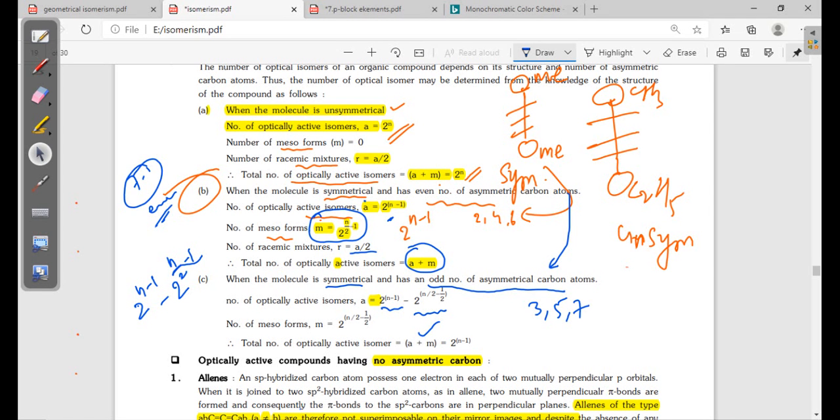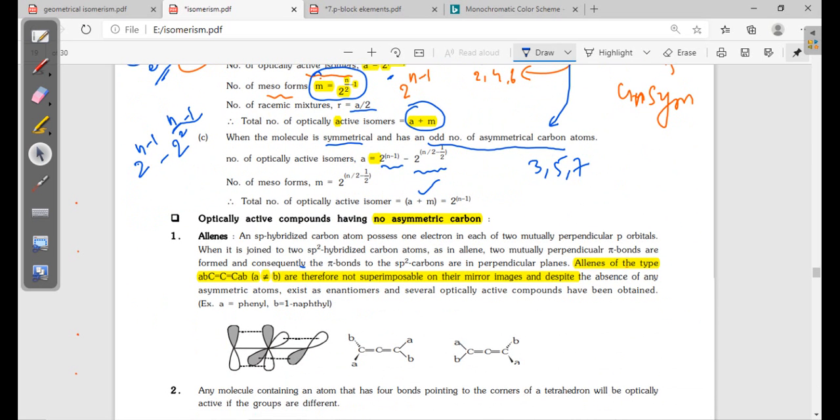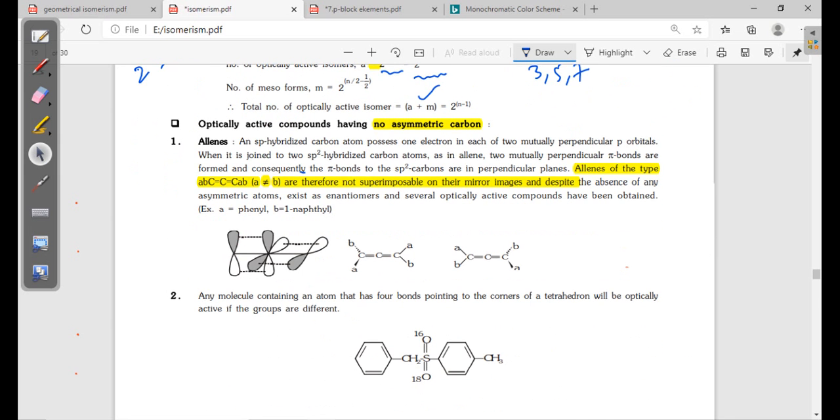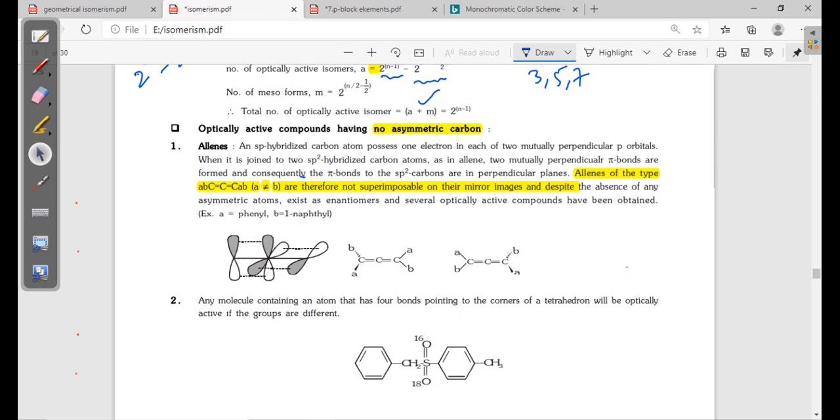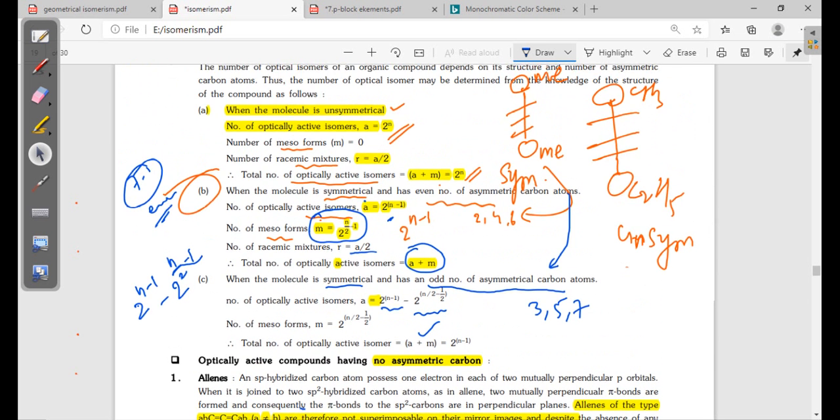Now, optically active compounds having no asymmetric carbon. This is also possible. Without an asymmetric carbon also, compounds can be optically active. That we will discuss in part 3. Here, just concentrate on these formulas. Write the formulas again in your notebook and learn them clearly, then only you can calculate the number of optical isomers easily.